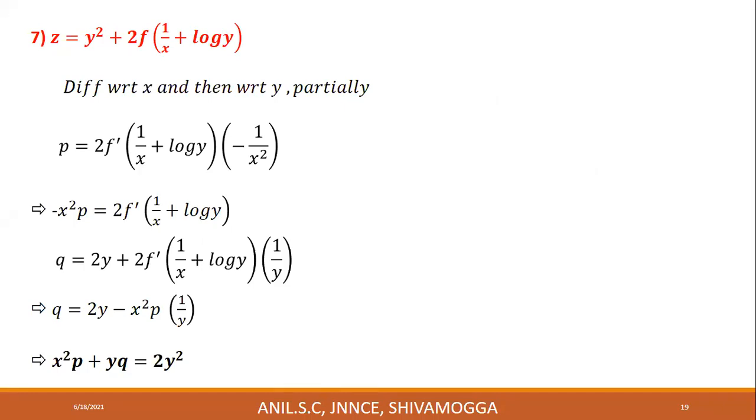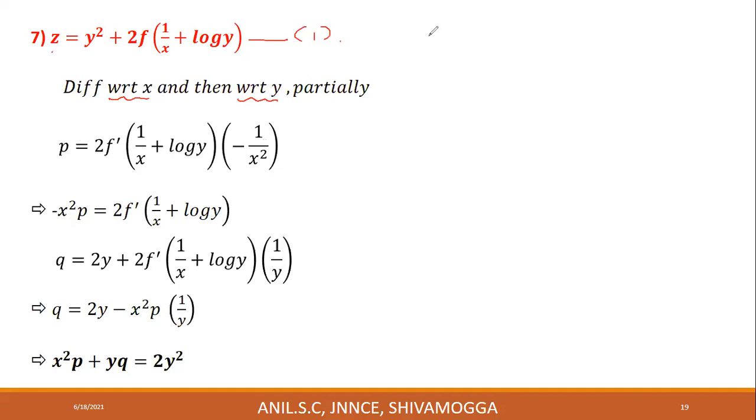Z is equal to y square plus 2 into f of 1 by x plus log y. Here we remove only f, not 2. 2 is a fixed constant. F of 1 by x plus log y. Let it be equation number 1. Z is equal to y square plus 2 into f of 1 by x plus log y. Differentiate this equation partially with respect to x and then partially with respect to y.